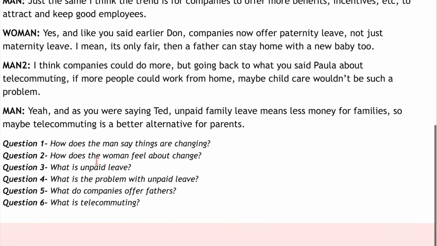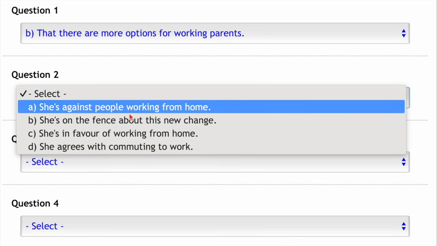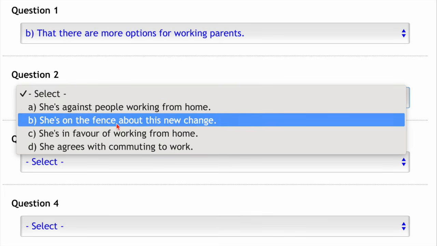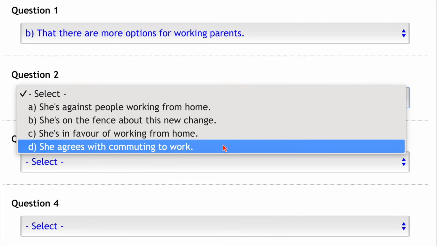What about number 2? How does a woman feel about change? Okay, let's see. She's against people working from home. She's on the fence about this new change. She's in favor of working from home. She agrees with commuting to work. Okay, so let's see.